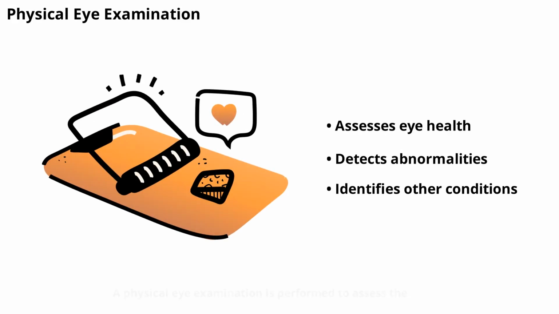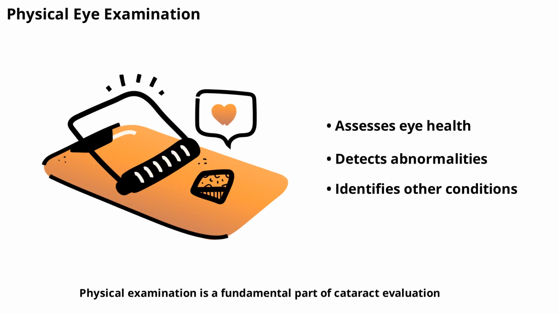A physical eye examination is performed to assess the overall health of the eye and detect signs of cataracts. The doctor examines the eyelids, conjunctiva, cornea, and lens for abnormalities. This hands-on assessment provides valuable information and helps identify other conditions that may affect vision. Physical examination is a fundamental part of cataract evaluation.